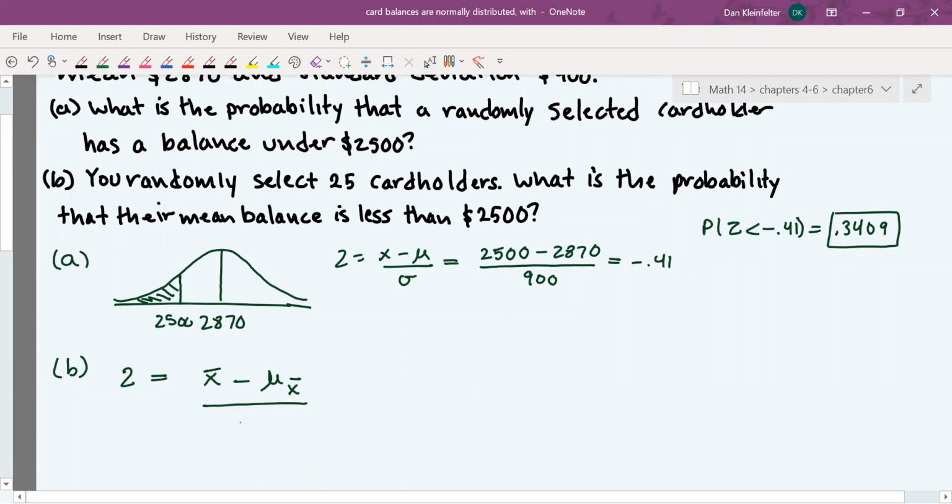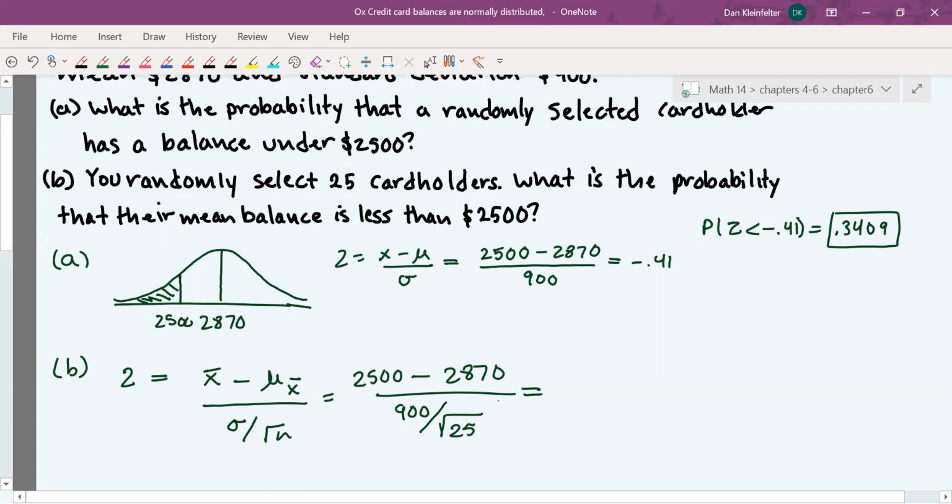So standard deviation was 900. Just write up in general first. That's sigma over the square root of n. For our specific case, we wanted 2,500, our mean of our sample, compared to the population mean. And our standard deviation is 900. Our sample size is 25. As I'm calculating this, again, we want to think about what that probability is going to end up being. Will it end up being more or less?